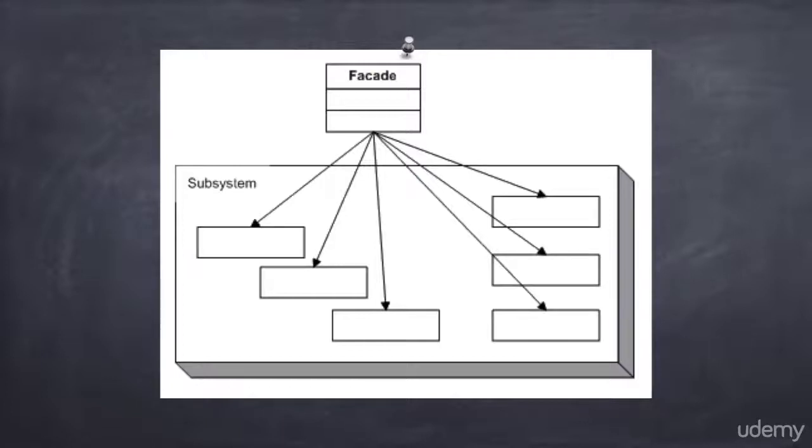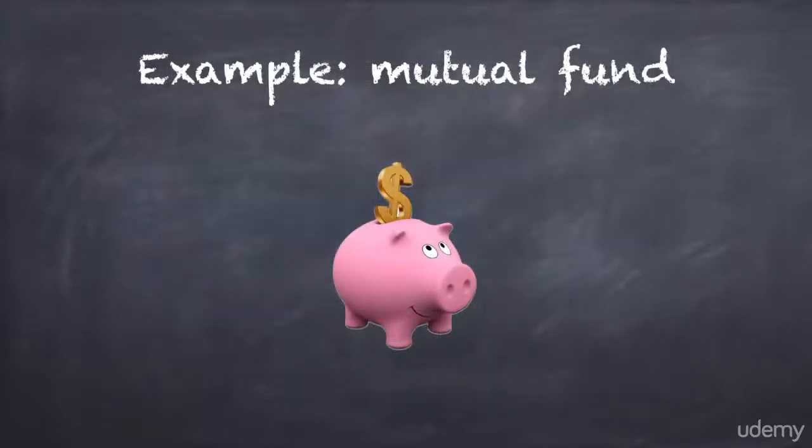Let me show you an example of the facade pattern. I am going to write a simple program for a bank to set up a mutual fund. Mutual funds are investment products where every month your bank deducts money from your bank account to buy a certain number of shares on the stock market.